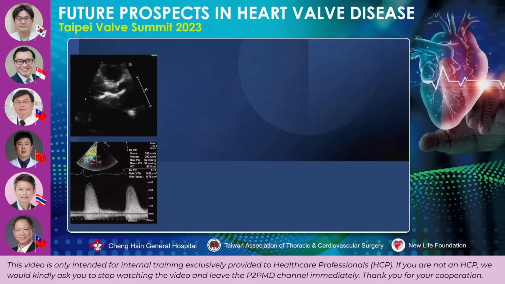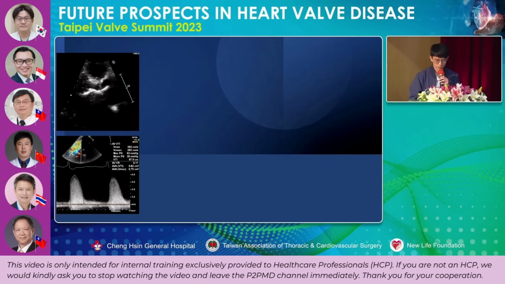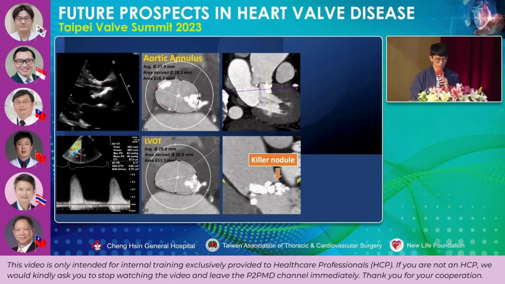This is a focused view of the aortic valve in transthoracic echocardiography. This is a very severely calcified aortic valve, and there's also a huge calcium burden extending from the aortic valve into the LVOT. The mean pressure gradient is around 40. Let's see the CT review focusing on the aortic annulus. The average diameter is 27.9 millimeters, and the area is 618. Also, there's a huge calcified nodule over the LVOT, which you can see in the long axis view and the longitudinal view also.